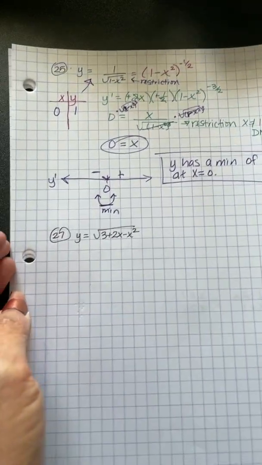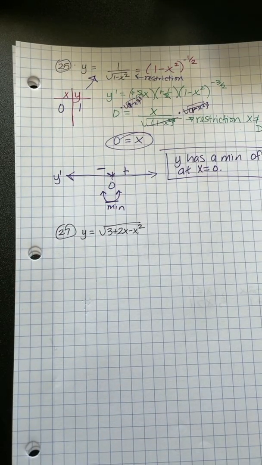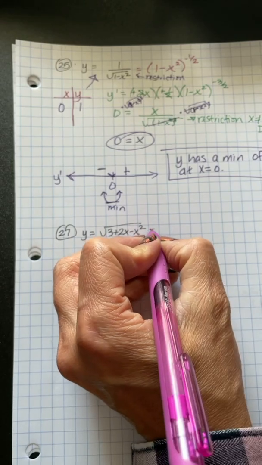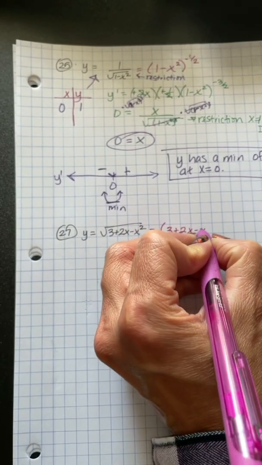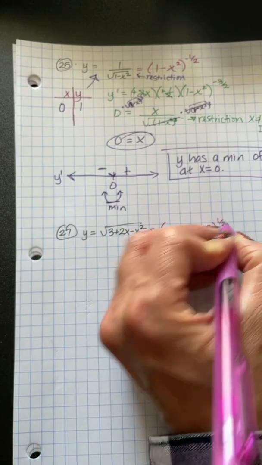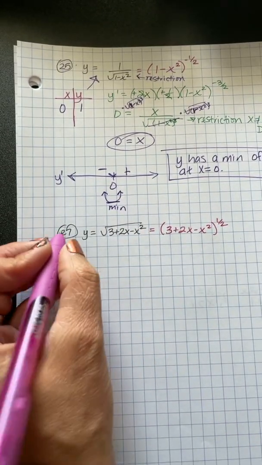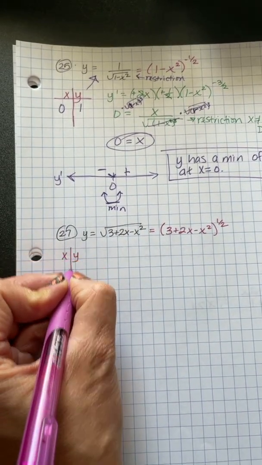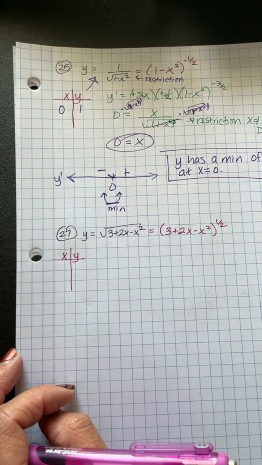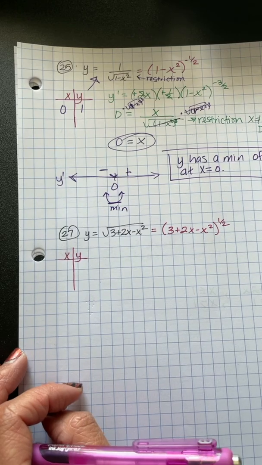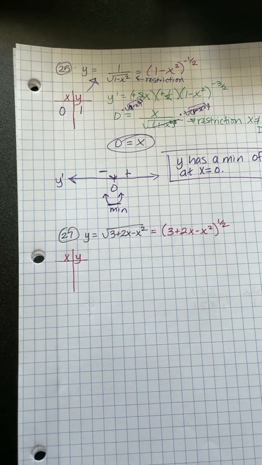Number 27, y equals the square root of 3 plus 2x minus x squared. I always like to rewrite that in exponential form because we're going to use the power rule to take its derivative in a second. So it's to the 1/2 power. All right, and we need our little t-chart ready to go. I don't know how many critical values it's going to have. We'll see. All right, let's take a derivative.